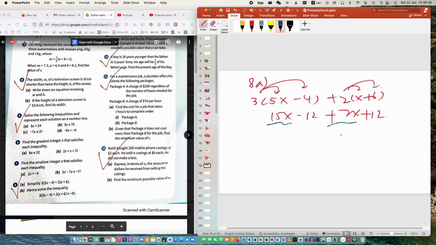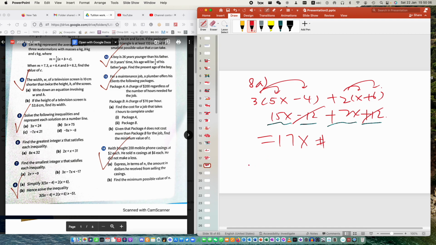When you underline similar terms, underline the terms with the sign as well. Right. So I think you can see that minus 12 and 12 cancel each other. 15x plus 2x, so you end up with 17x. Did you get 17x for 8a? Yeah. Very good.